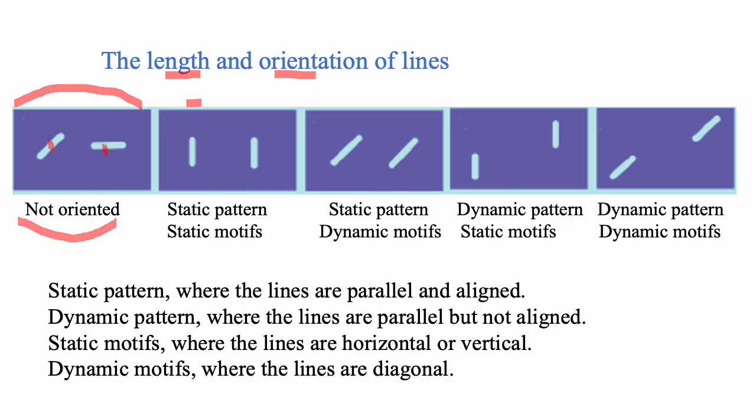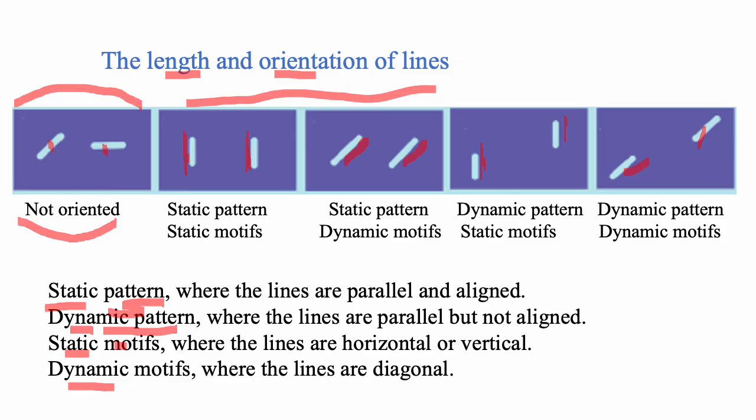Now, I divided the rest of these into static and dynamic patterns and static and dynamic motives. You can divide them any way you want, but let's just look at my division. So a static pattern is where the lines are parallel and aligned. So that's a static pattern, and this is a static pattern because they're parallel and aligned. A dynamic pattern is where they're parallel but not aligned. So this would be parallel and not aligned, and so would this.